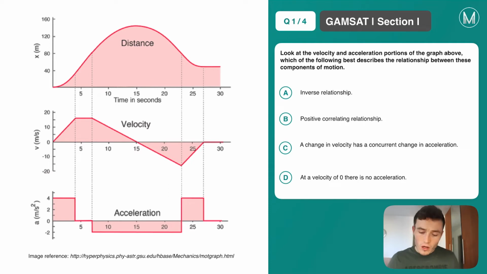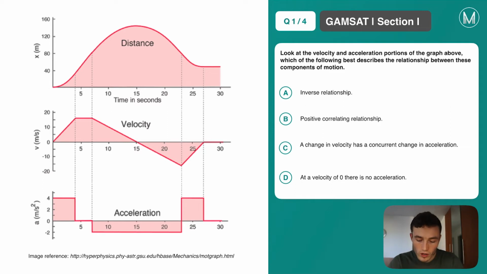So the first question says, look at the velocity and acceleration portions of the graph, which we can see in the bottom two graphs there. Which of the following best describes the relationship between the components of motion? So when we're talking about motion and forces, this is a topic where you will see a lot of graphs, right? When you're dealing with projectiles or things like that, one of the best ways to represent their motion or how they're acting in a given time period is graphically. So you will see that often. So get comfortable with graphs in this area.